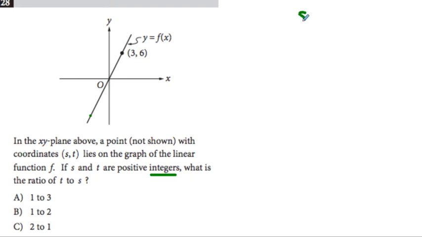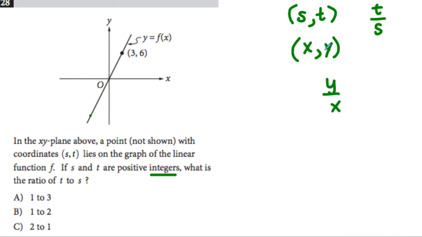Well, I want you to think about this. S to t they gave us, okay? That just really means x to y. And they want a ratio. A ratio is a comparison of the numbers. They want t to s. I think of it as a fraction. So they really want the ratio of y to x of that point. And it is on this line.